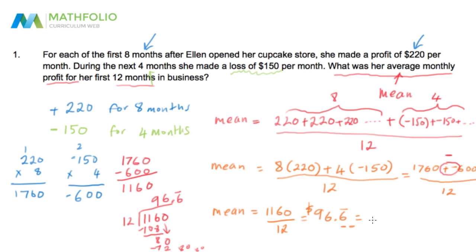And so in this case, we could write that the answer is 96.67. And you might think 66, but because this 6 goes on forever, we have to round the 6 that goes on up to a 7. And so this would be our answer for question number 1.